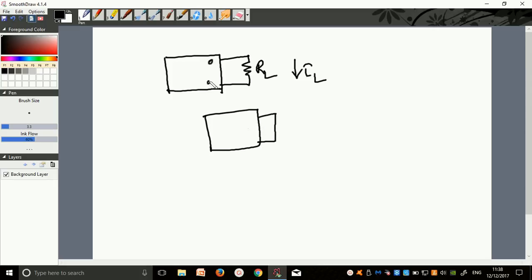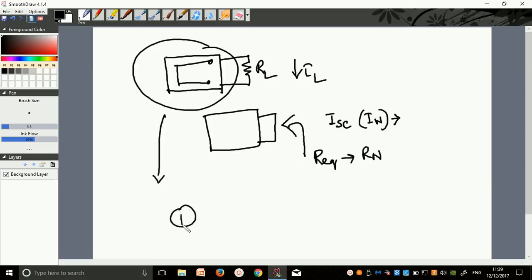This is my two-terminal network. The current has to be calculated through this load resistance, so we will first short the branch and we will find the short circuit current ISC, which I will also call I Norton sometimes. This is Norton's current. After finding the Norton's current, we will look through this terminal and find out what is the equivalent resistance, that is R Norton. And then we'll replace this whole circuit by a current source, that is I Norton, and this R Norton in parallel.